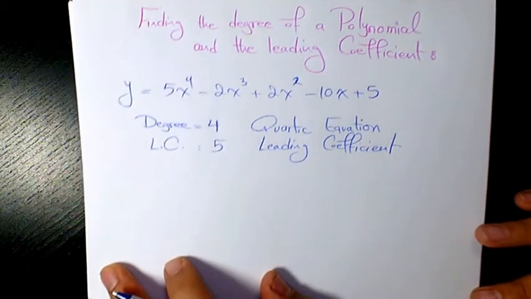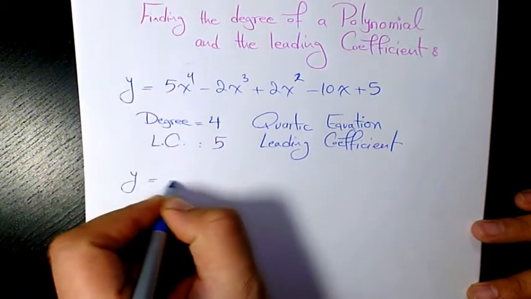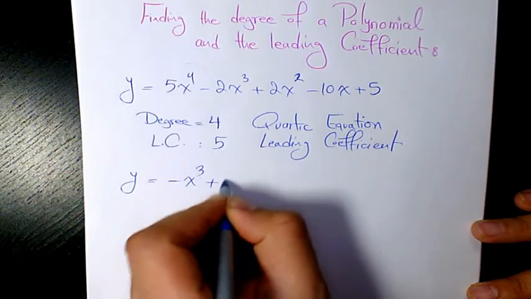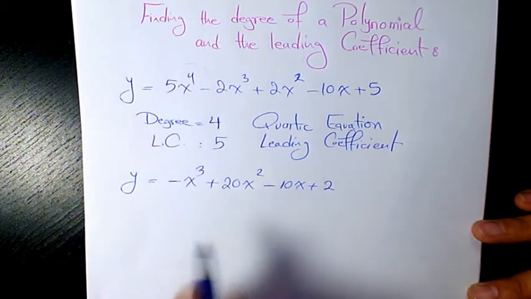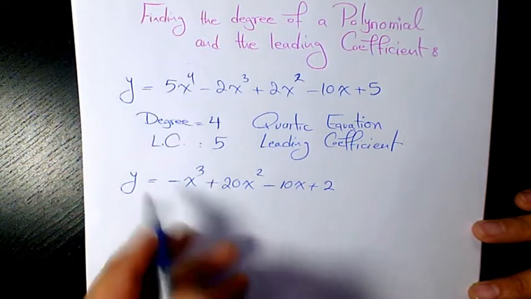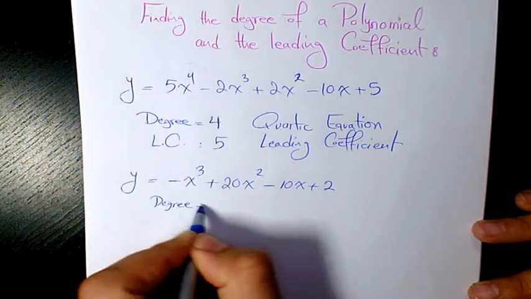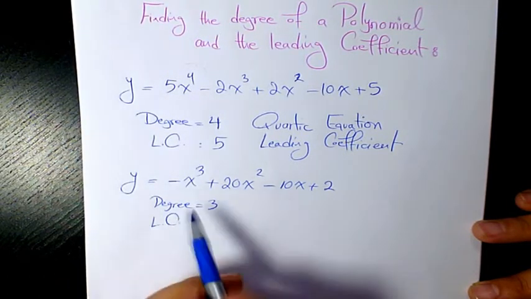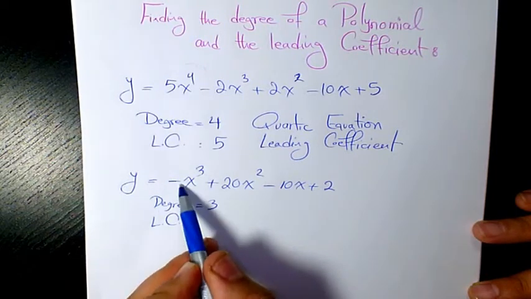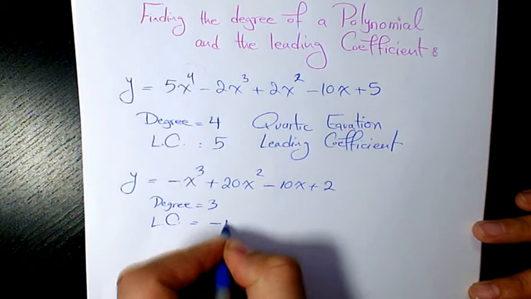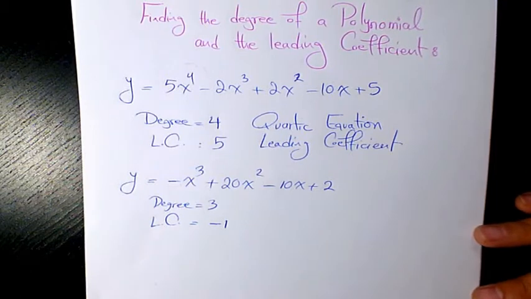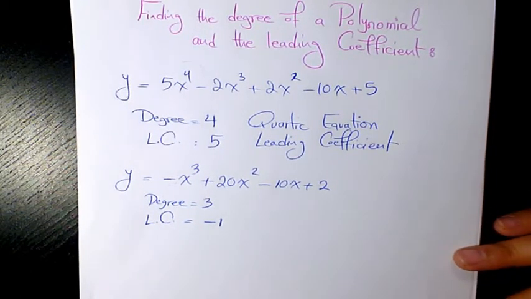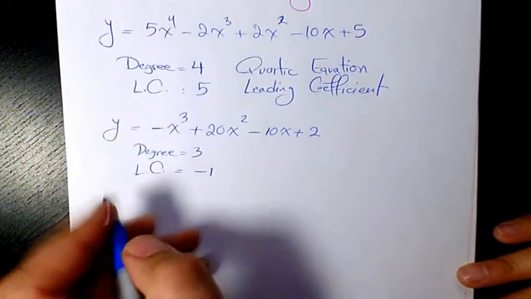Now let's see other examples. This example, the degree is going to be 3 because that's the largest exponent, and the leading coefficient is going to be the coefficient of the largest exponent, which is going to be -1 in this case. So that's going to be the leading coefficient. So as you see here, it is pretty easy to find out the degree of polynomial and leading coefficient for distributed polynomials. Sometimes we have it in terms of factored form.